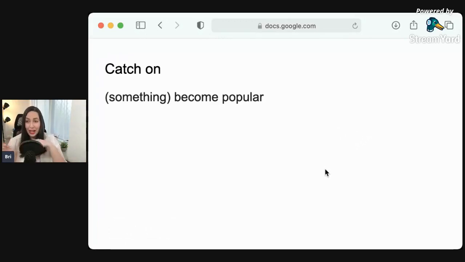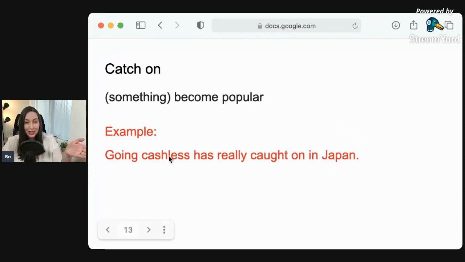So I don't know what has caught on recently where you live. But here's my example. Going cashless has really caught on in Japan. So remember the past tense or the past participle of catch is caught. Catch, caught, caught. A lot of people forget that.